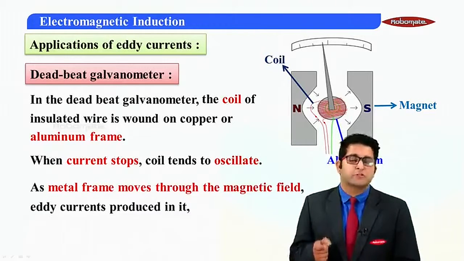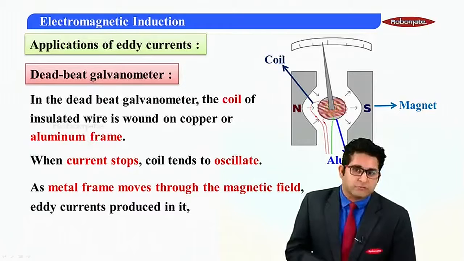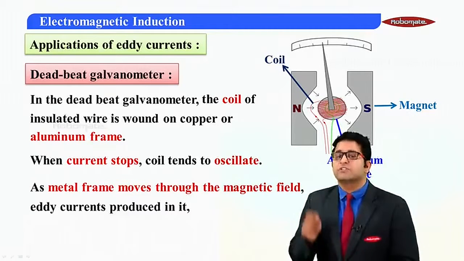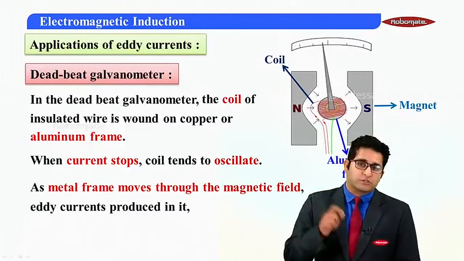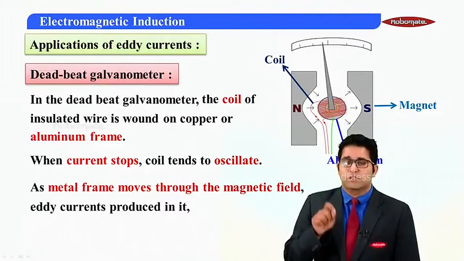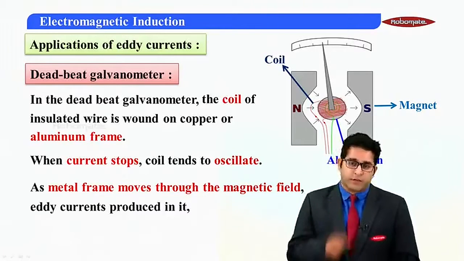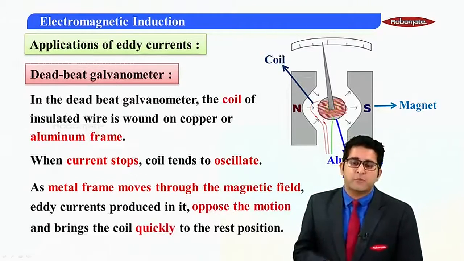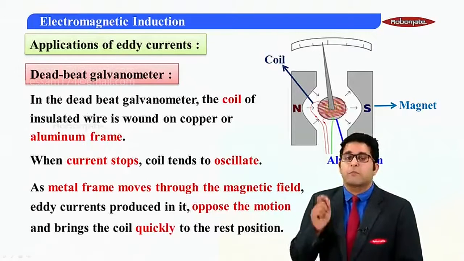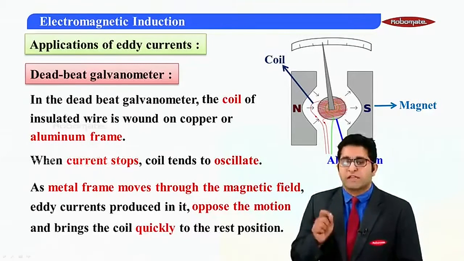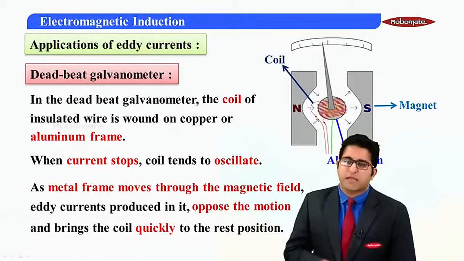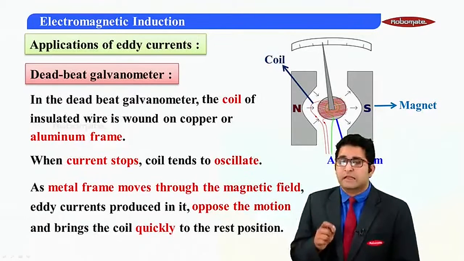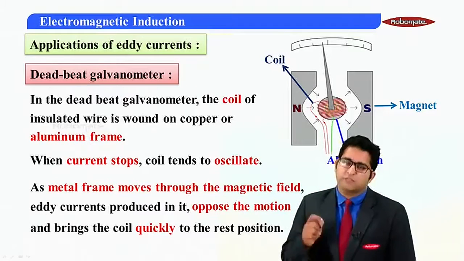Now why are eddy currents produced? Because of the oscillatory motion, right? And these eddy currents which are produced because of the oscillatory motion, they will oppose the oscillatory motion of the pointer, right? And as they are opposing the motion, the pointer will come back to rest very quickly, right? This was the first application, in deadbeat galvanometer. Now let us move further.